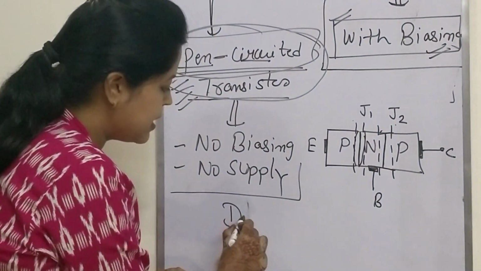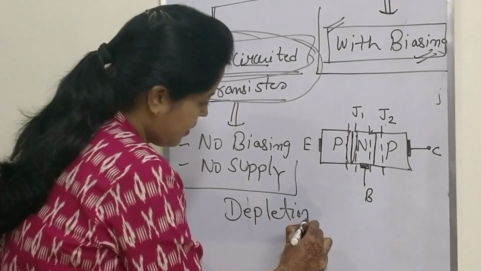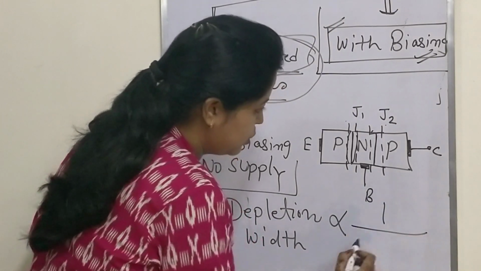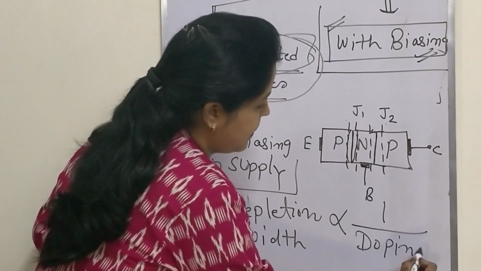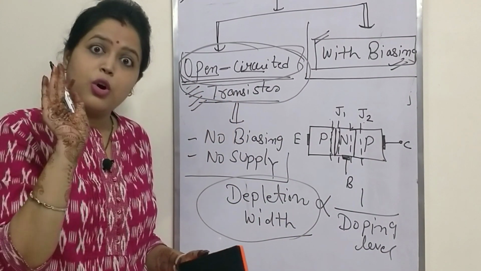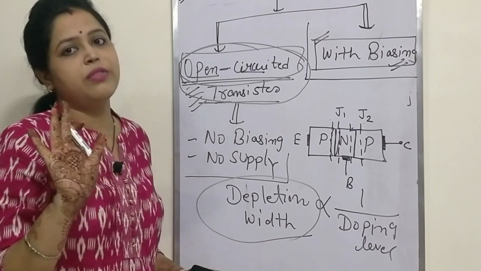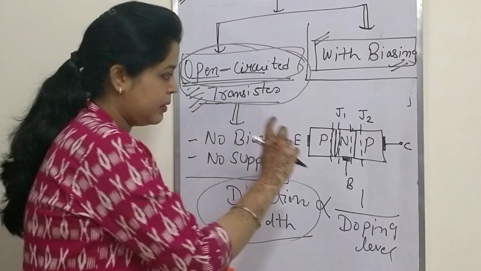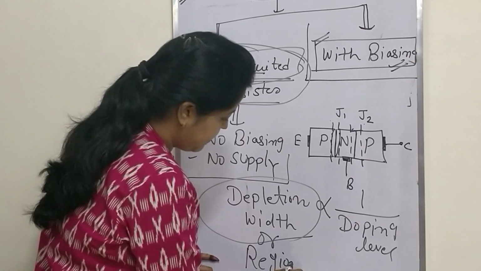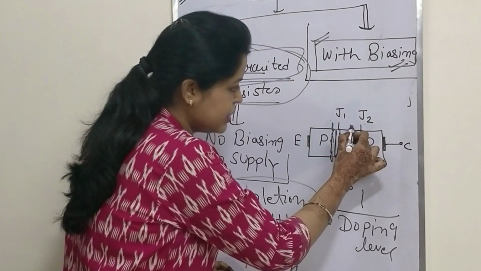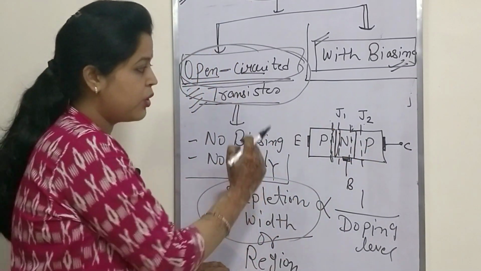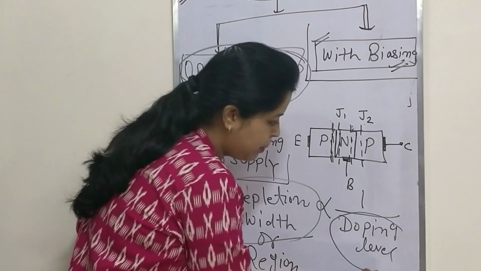and the width of this depletion region is always inversely proportional to the doping level. Depletion region or width is nothing but a particular section which always tries to oppose the flow of current. So there will be a depletion region or depletion width across J1 and J2 as well, but what will be the width from the left section or right section, it depends upon their doping level.